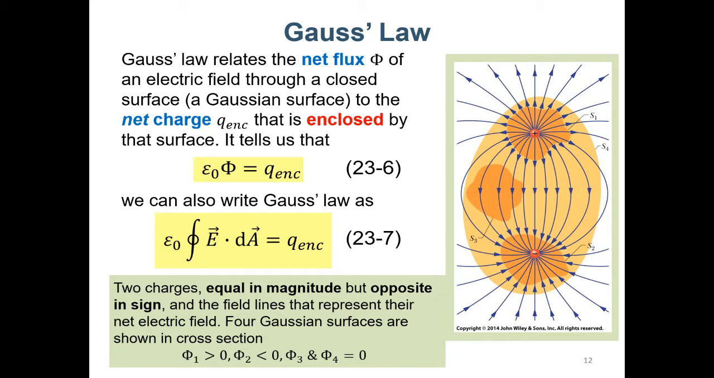So we can see that there are 4 cases: phi 1 larger than 0, phi 2 smaller than 0, phi 3 and phi 4 are all 0. Although phi 3 encloses no charge, S4 encloses both the positive and negative charge with the same magnitude. Any questions regarding this one? This is really important.